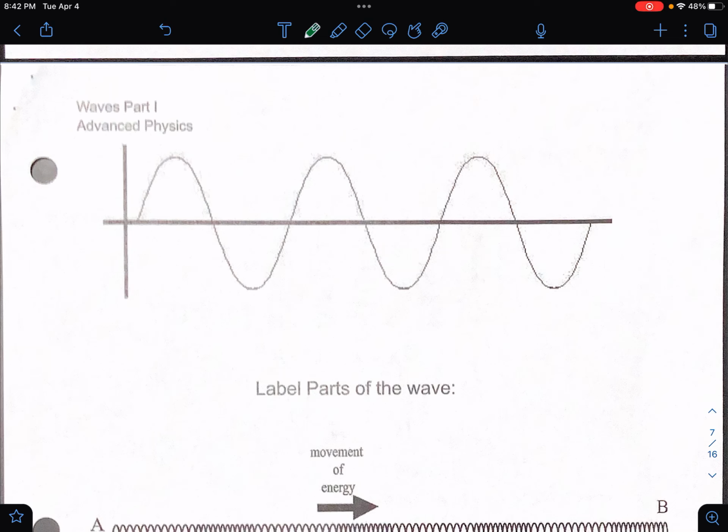Okay, so this video is going to start on page 8. So we'll do pages 8 through 10 on this one. So we're going to start by labeling a wave.